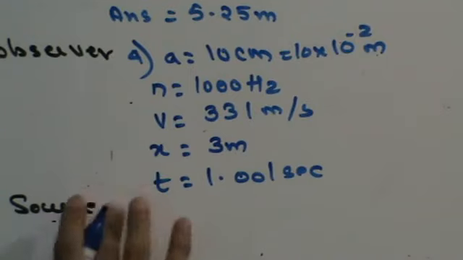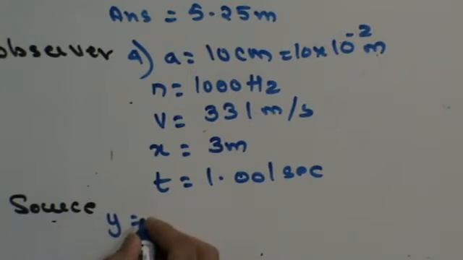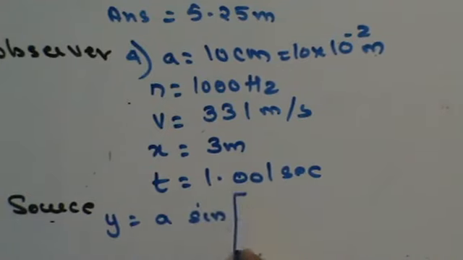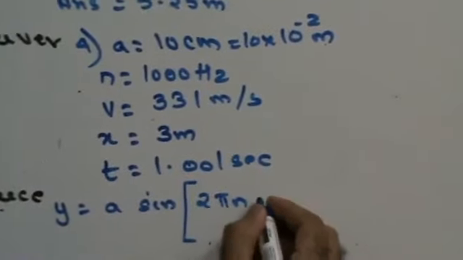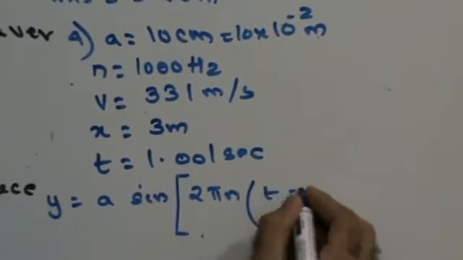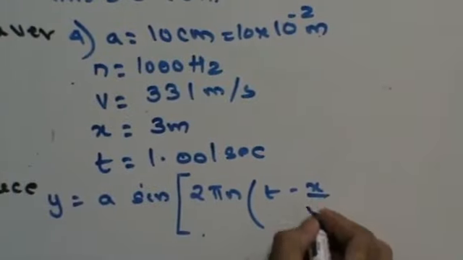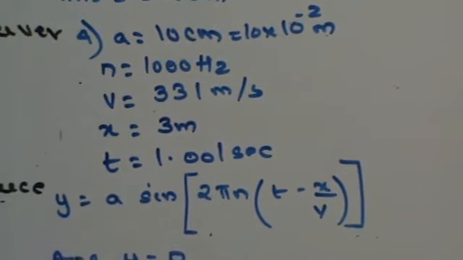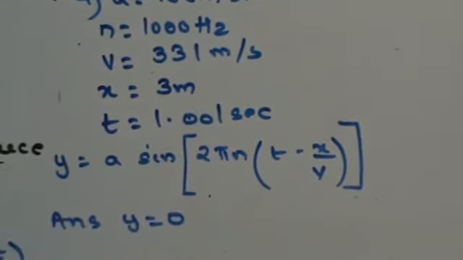Straightforward, everything is given to me. I can use the simple harmonic progressive wave formula, y is equal to a sine 2 pi, which can be written as 2 pi n t minus x upon lambda. This was the same formula I used in that second sum. I modified and used the same formula. All the values are given to you, so you just substitute the values. The answer for this sum should be y is equal to 0. Next, take on the next sum, please.